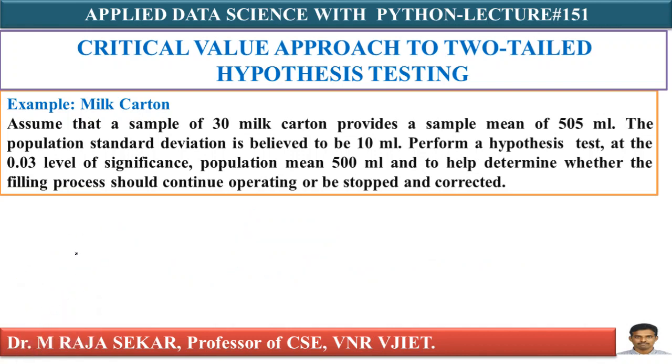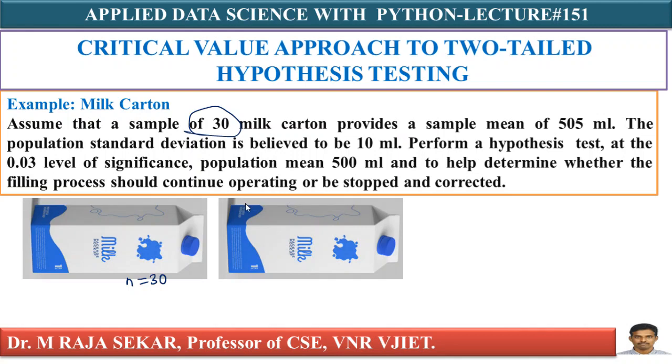Before solving this problem, first we will try to understand the parameters. What are the parameters here? Assume a sample of 30. It means the sample size, n equal to 30, isn't it? A sample of 30 milk cartons provides a sample mean of 505 ml. Sample mean is x bar, and that x bar is 505, isn't it? Yes, a sample mean of 505 ml.